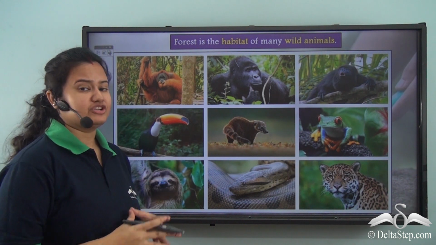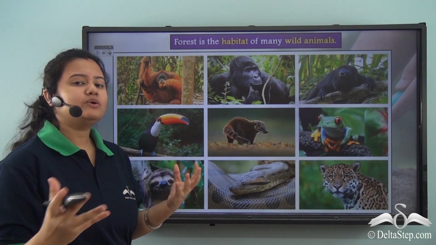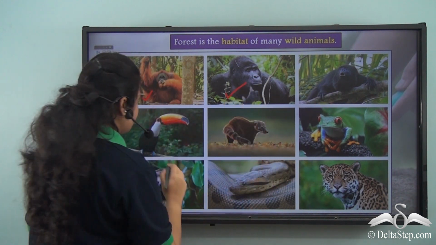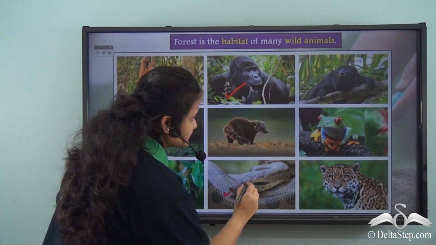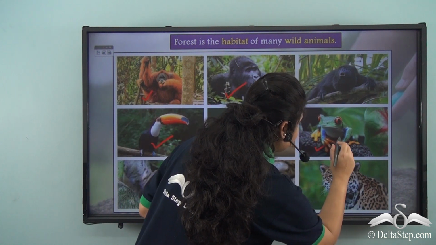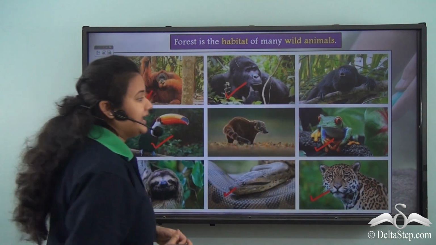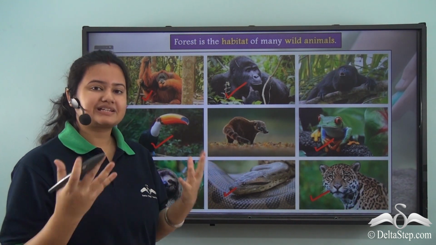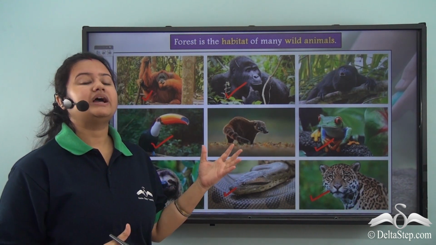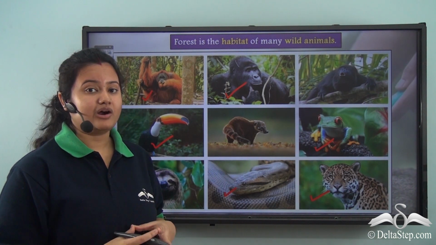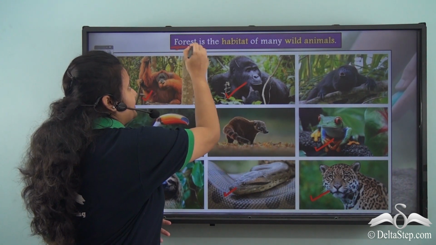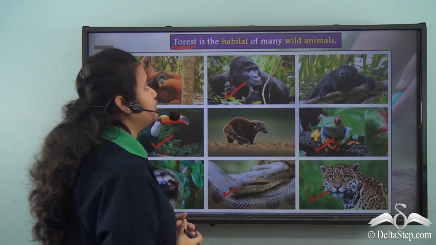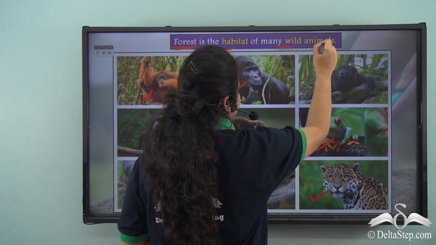Now look at this picture. Here we can see many wild animals like chimpanzees, gorillas, toucans, poisonous snakes, frogs, leopards, etc. Now, where do you think these wild animals live? Yes, these wild animals are mostly found in forest. So, forest is the home or natural habitat of these wild animals.